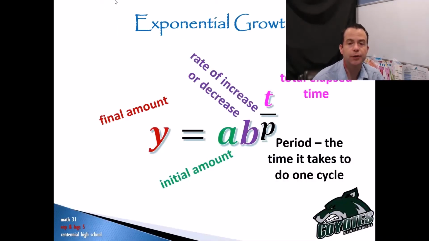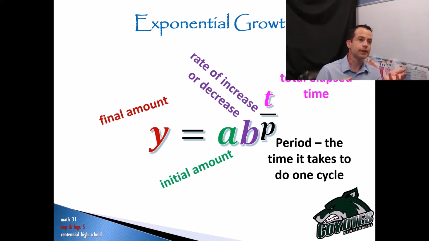What you did do in 30-1 was you looked at this equation, y equals a b to the t over p, where each one of these meant something. Y was your final amount, a was your initial amount, b was your rate of increase or decrease, so that if bacteria were doubling, b would be 2. If a population was decreasing by 25%, b would be 0.75. So that was your rate of increase and decrease. Then t is your total elapsed time, and p is your period time. So it's the time it takes to do something.